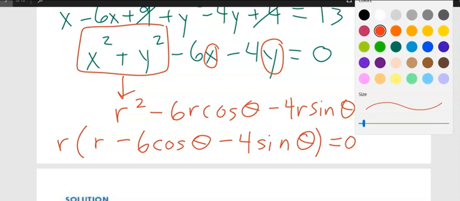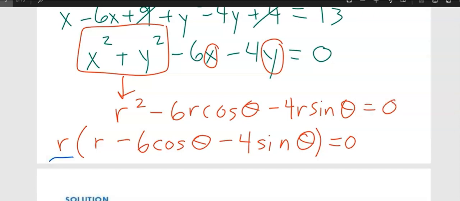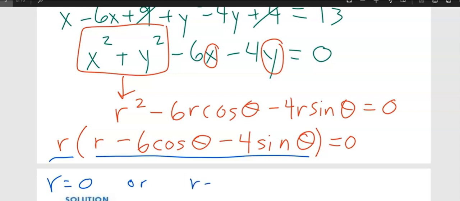I do realize, folks, that one of the factors is this one over here, and the other one is this giant mess. Okay, but what do you know about one of those factors? It equals 0. So either r is equal to 0, or r minus 6 cosine theta minus 4 sine theta equals 0.